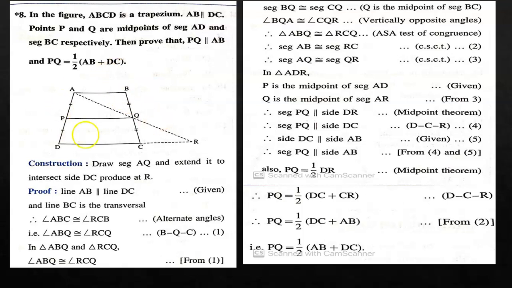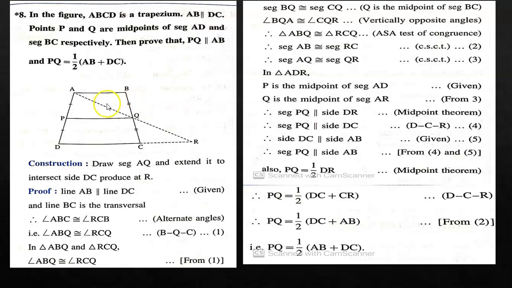So in triangle ABQ and triangle RCQ, my first statement is angle ABQ is congruent to angle RCQ from statement 1. Segment BQ is congruent to segment CQ because Q is the midpoint of BC. And angle BQA is congruent to angle CQR. These are vertically opposite angles. Therefore, I have triangle ABQ congruent to triangle RCQ by ASA test of congruency.